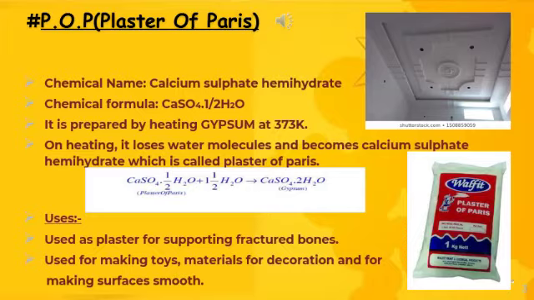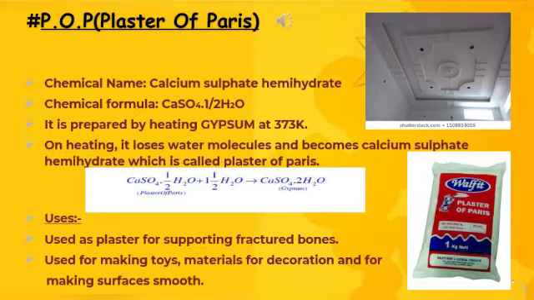Now the next type of salt is POP, that is plaster of Paris. You are well aware of this. Its chemical name is calcium sulfate hemihydrate and its chemical formula is CaSO4.½H2O, only half molecule of water. How is it prepared? It is prepared by heating gypsum at 373 Kelvin.